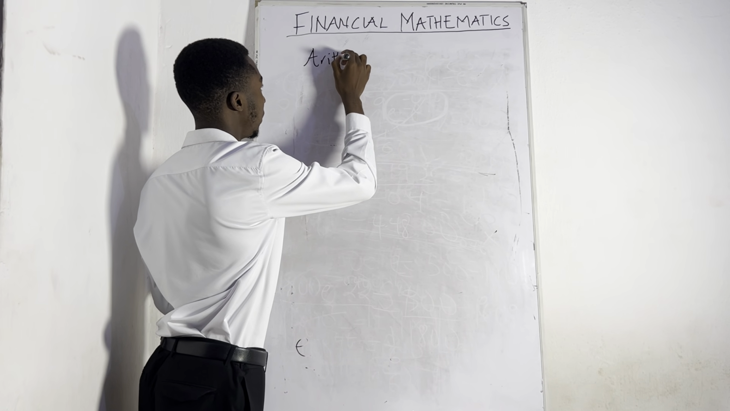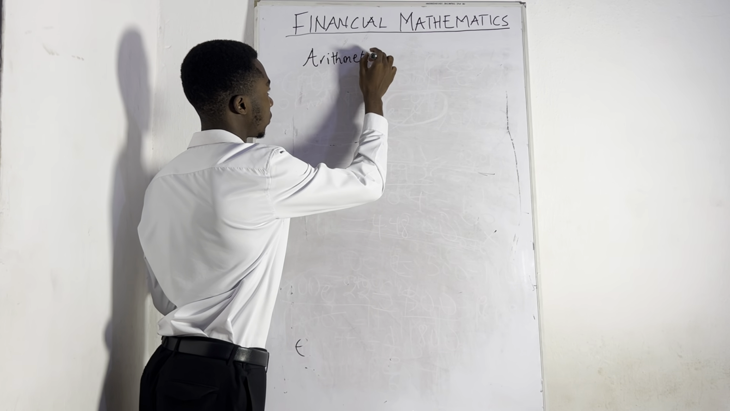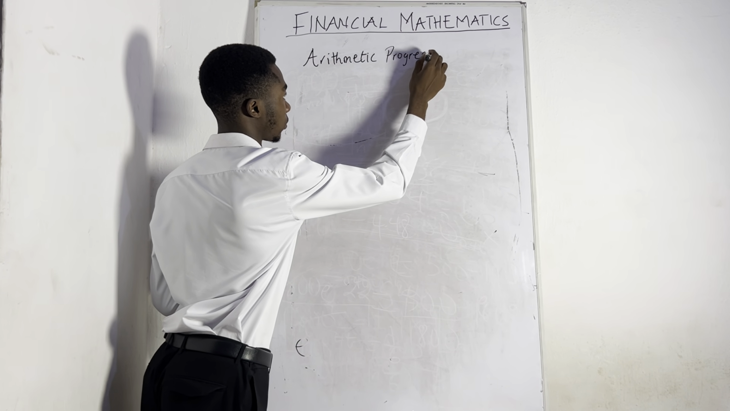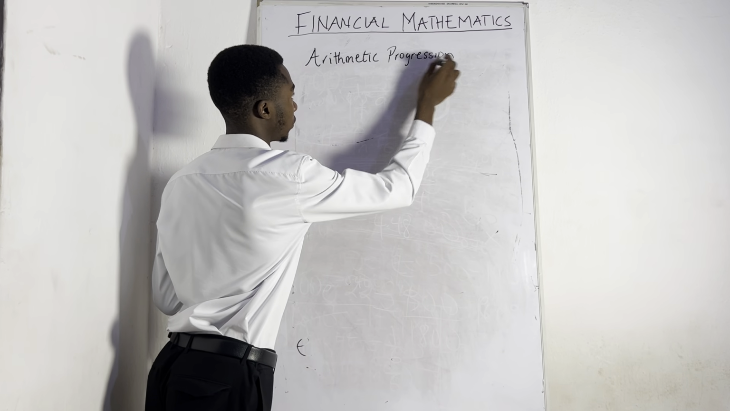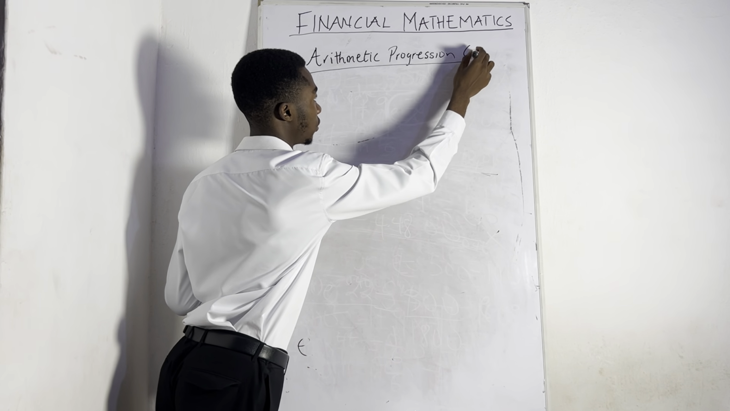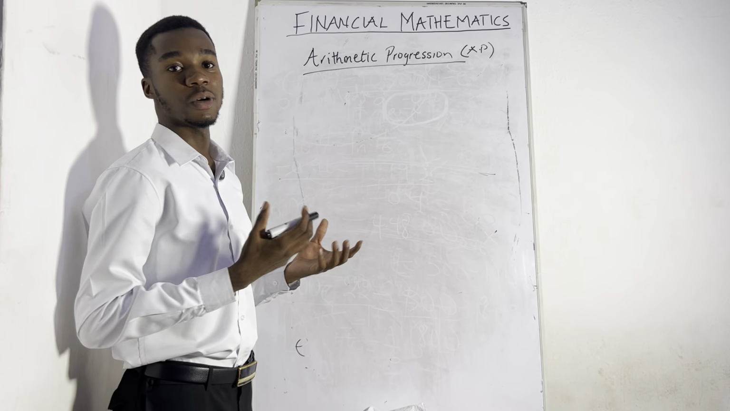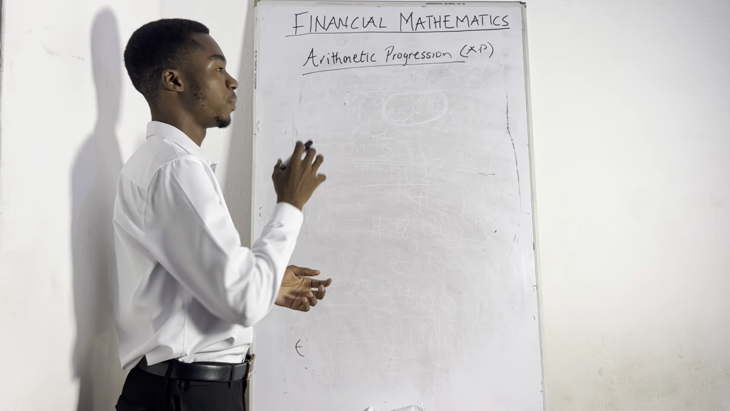So arithmetic progression. It's the same as AP. So if you see AP, just know that it's arithmetic progression. Now, what is arithmetic progression? I'm going to use an example to explain it to you.